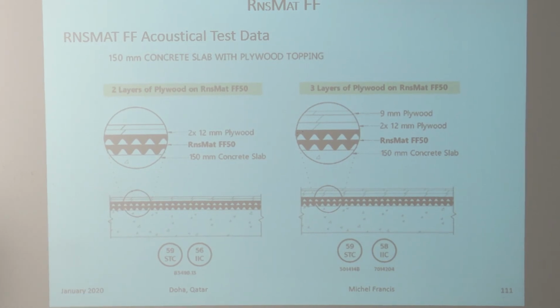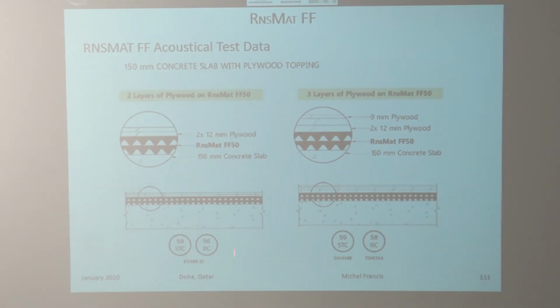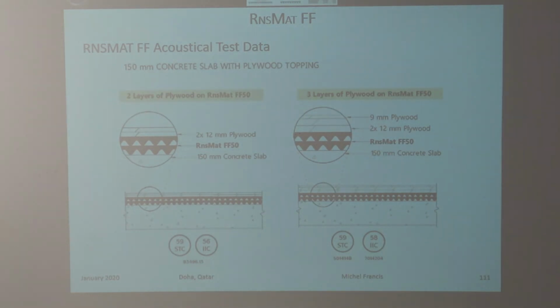Here are different sections, and here we have plywood on top of the RNS mat, and here you have double layers of RNS mat and 2 times 12 mm plywood on top, so that's normal plywood, and you have a 150 mm concrete at the bottom, so there is no concrete casting on top, and still look at the performance, 59 and IIC 56, which is quite good with cheap material.